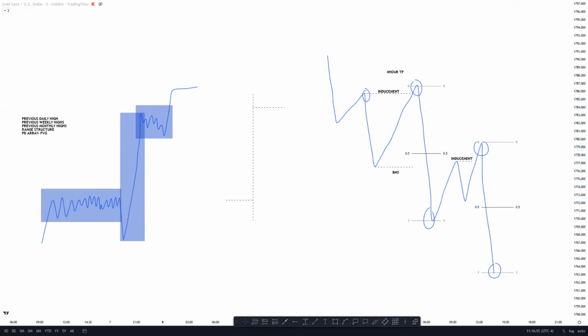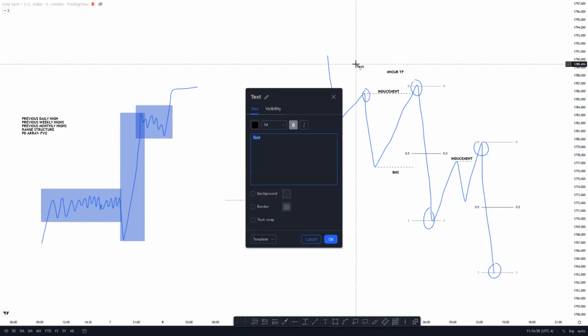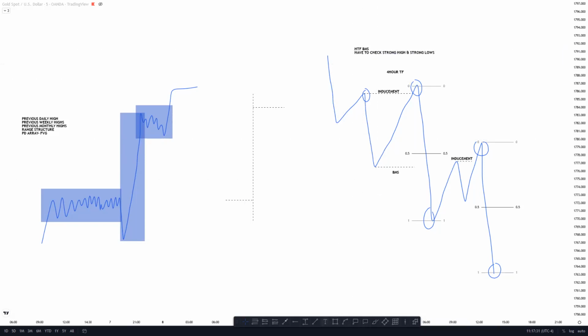And one more thing, you have to see the higher time frame BMS here. You have to see the 4-hour BMS for confirmation. And after the 4-hour confirmation, you have to check if price, wait, you have to check strong highs and strong lows.